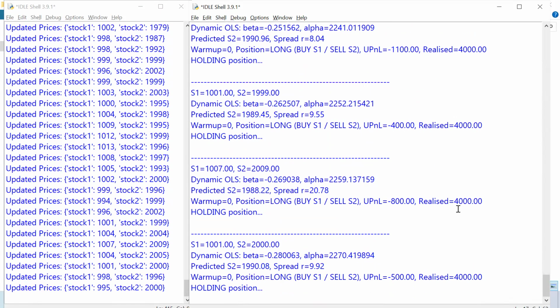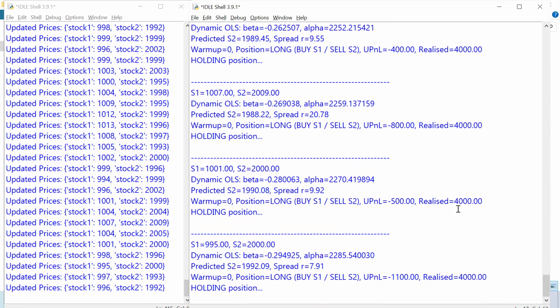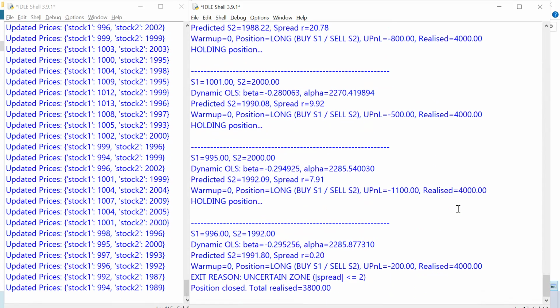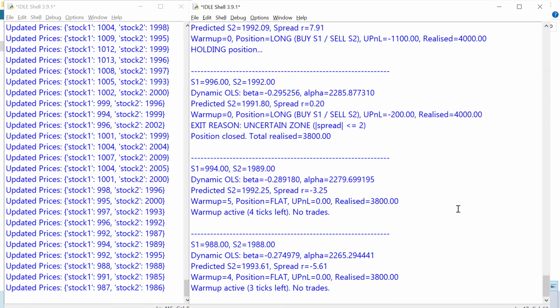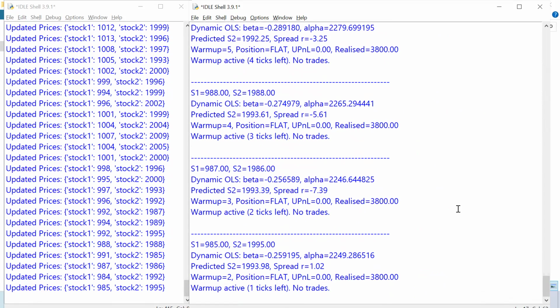Now I'm going to change the time. Okay, we got one more loss. We book the loss because the trade got reversed. Only 200 rupees loss.